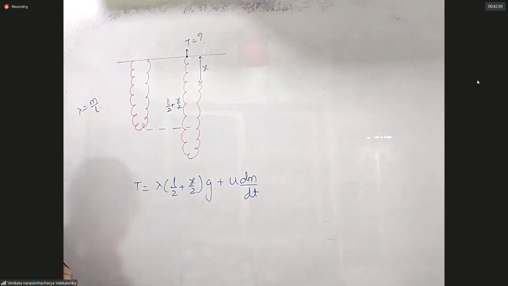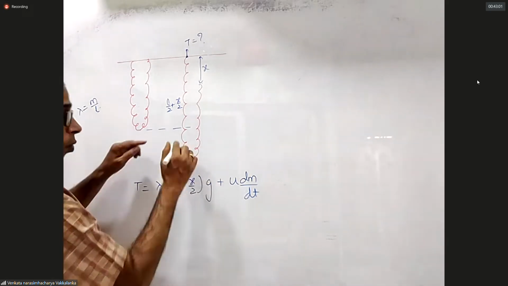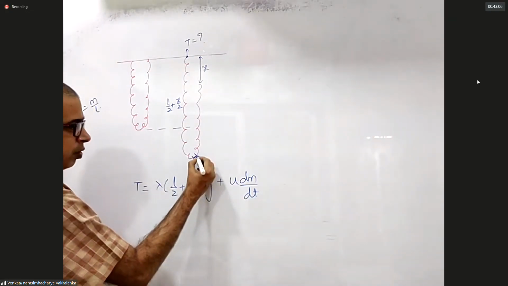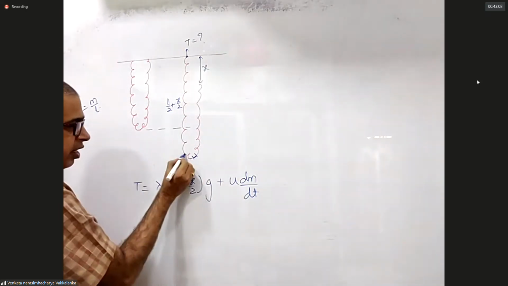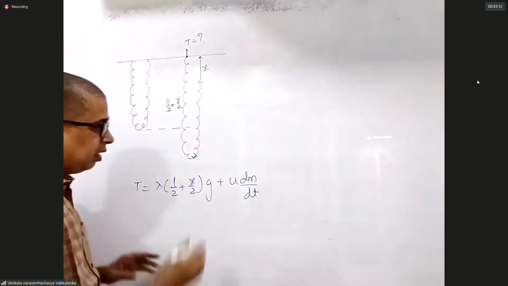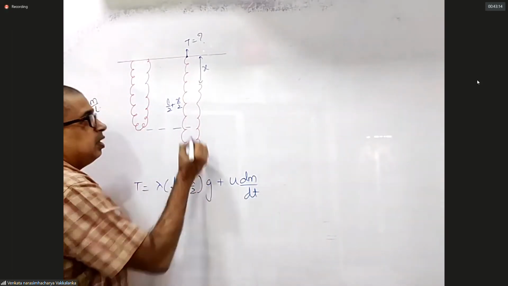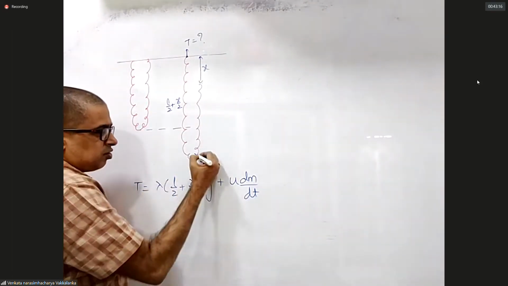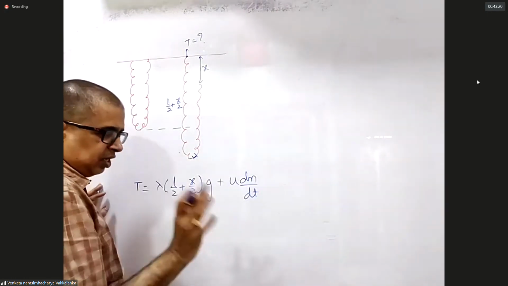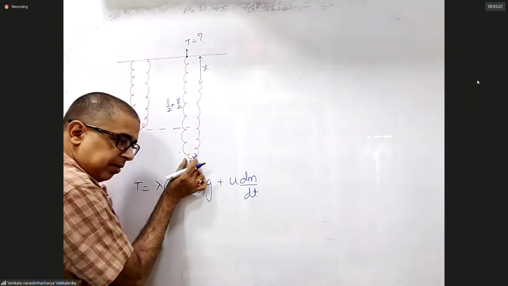U dm by dt, thrust force. What is the thrust force here? A small element which is moving with a velocity goes to the other side and instantaneously comes to rest. Is there a change in momentum?